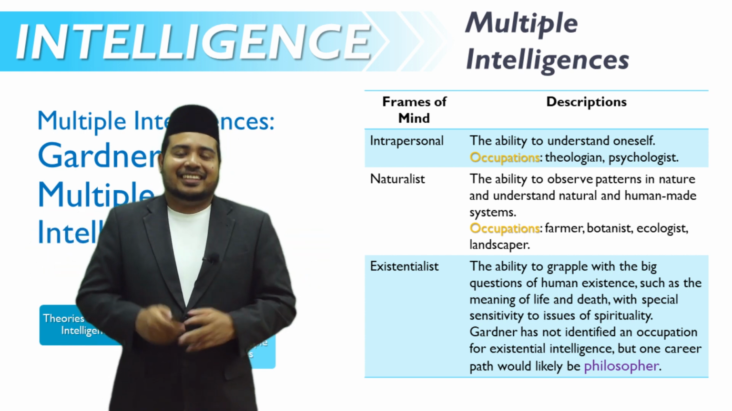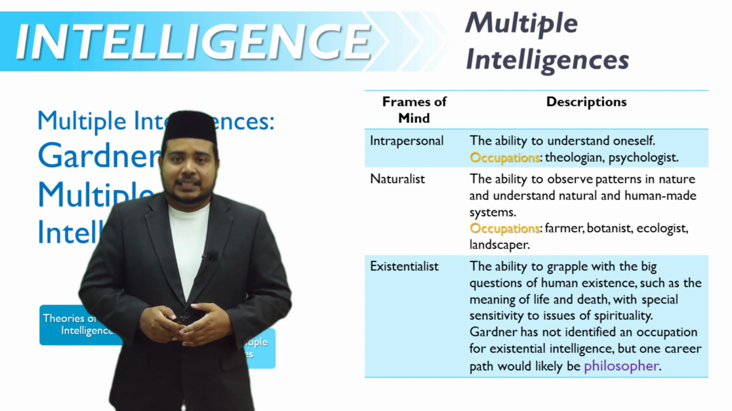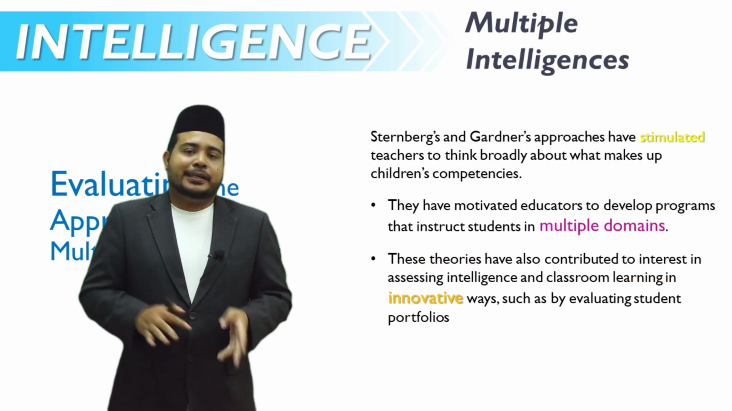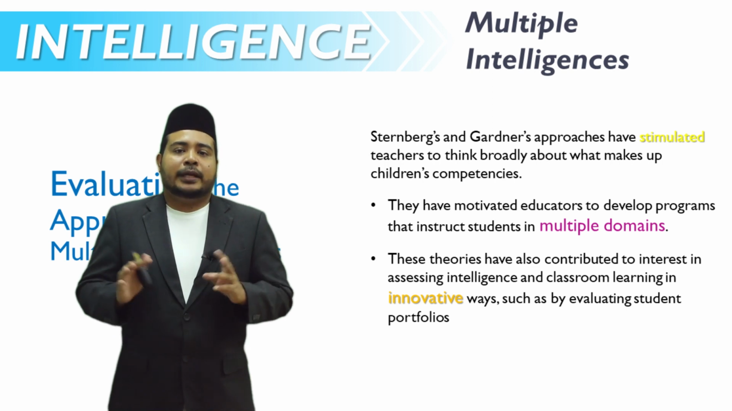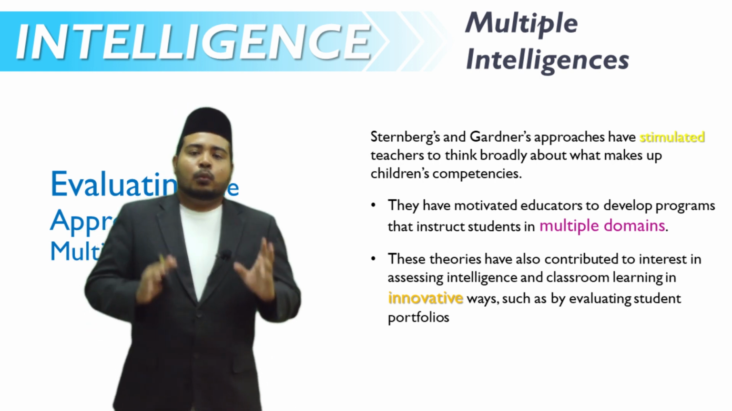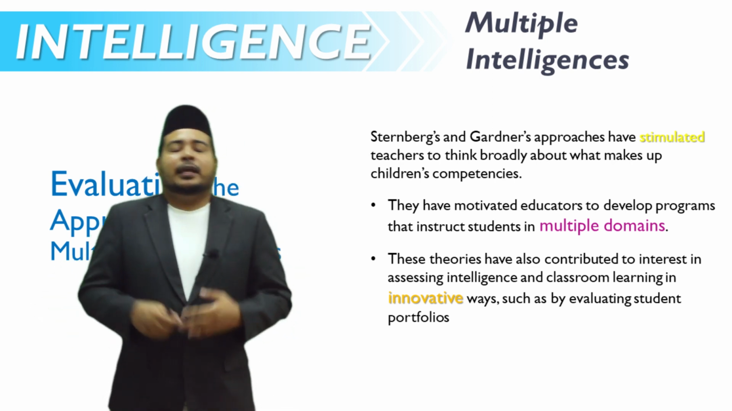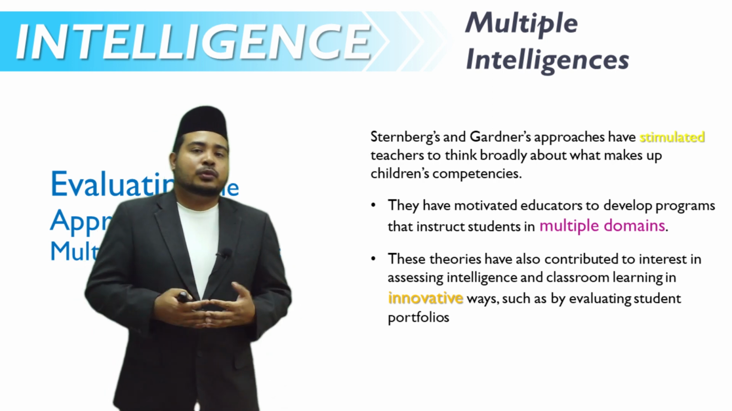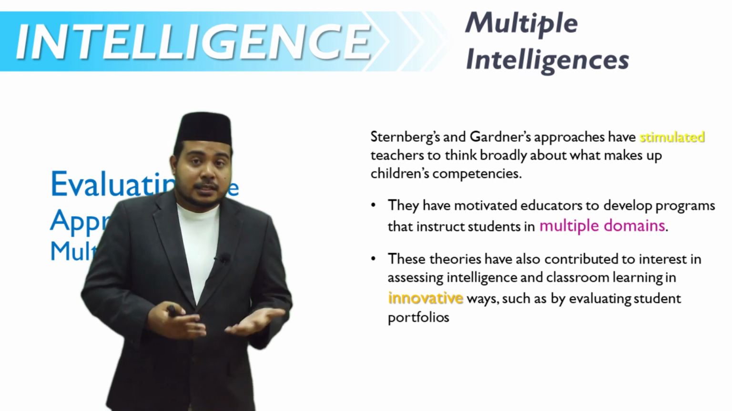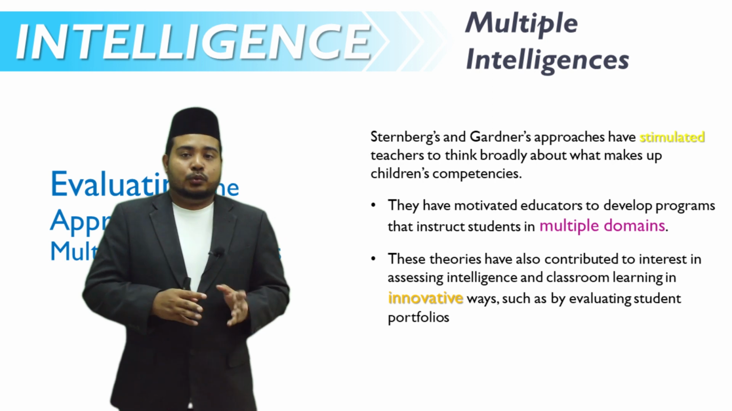These are 2 examples of theories of multiple intelligences: the triarchic theory and multiple intelligences by Gardner. Both Sternberg's and Gardner's approaches have stimulated teachers to think broadly about what makes up children's competencies. Now educators will understand that some students are good in math, some are really good in athletics, and some are good in arts and music. Not everyone has the general ability like the IQ concept.